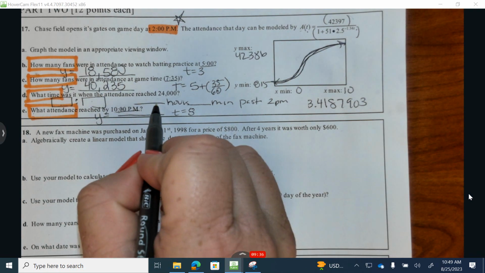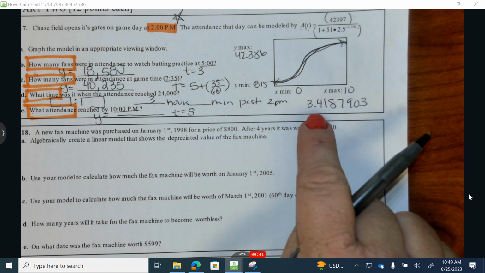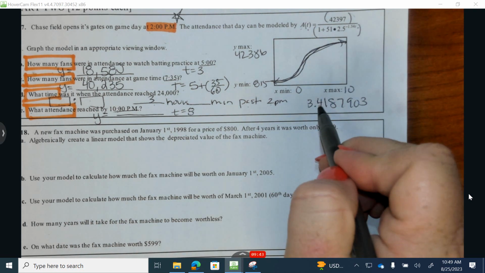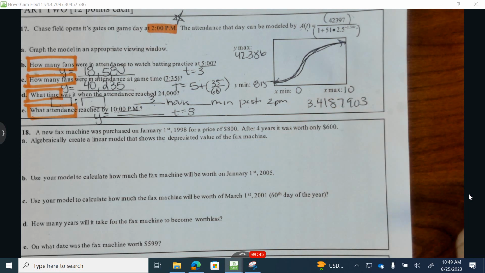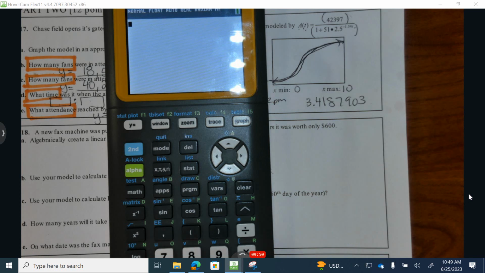This means 3 hours past 2 p.m. So 3 hours. And now there's 41 minutes. This is a portion of an hour. So I'm going to go back and press second quit. I'm going to plug in the decimal amount.